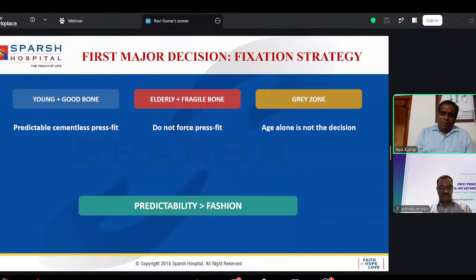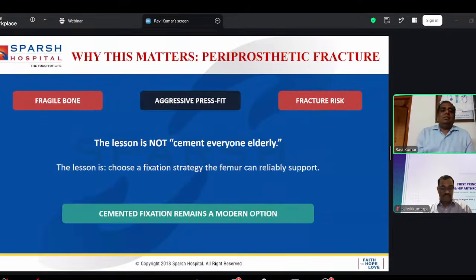And one of the teachings in our hospital is that for every hip, we do a Dorr index irrespective of whatever the patient's age is, and document it. So our predictability of the fixation should override our fashion of using some implants. Why this matters so much is that if there is fragile bone and you do an aggressive press-fit uncemented implant, the fracture risk definitely increases.